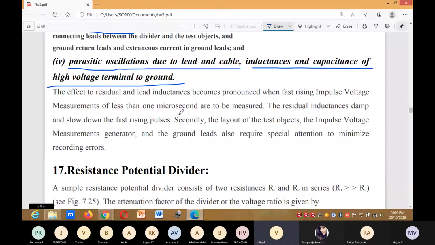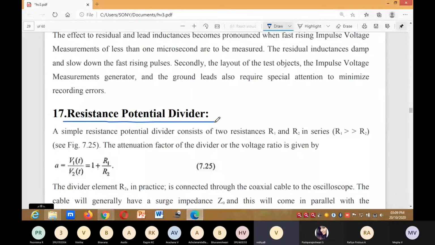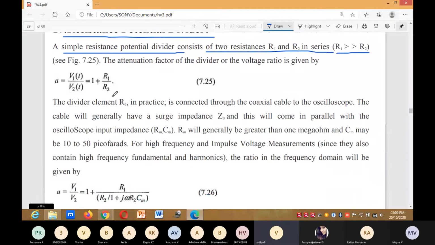Next topic is resistance potential divider. A simple resistor potential divider consists of two resistors, that is R1 and R2 in series, where R1 is greater than R2. The attenuation factor of the divider, or the voltage ratio, is given by A is equal to V1(t) divided by V2(t) is equal to 1 plus R1 divided by R2.